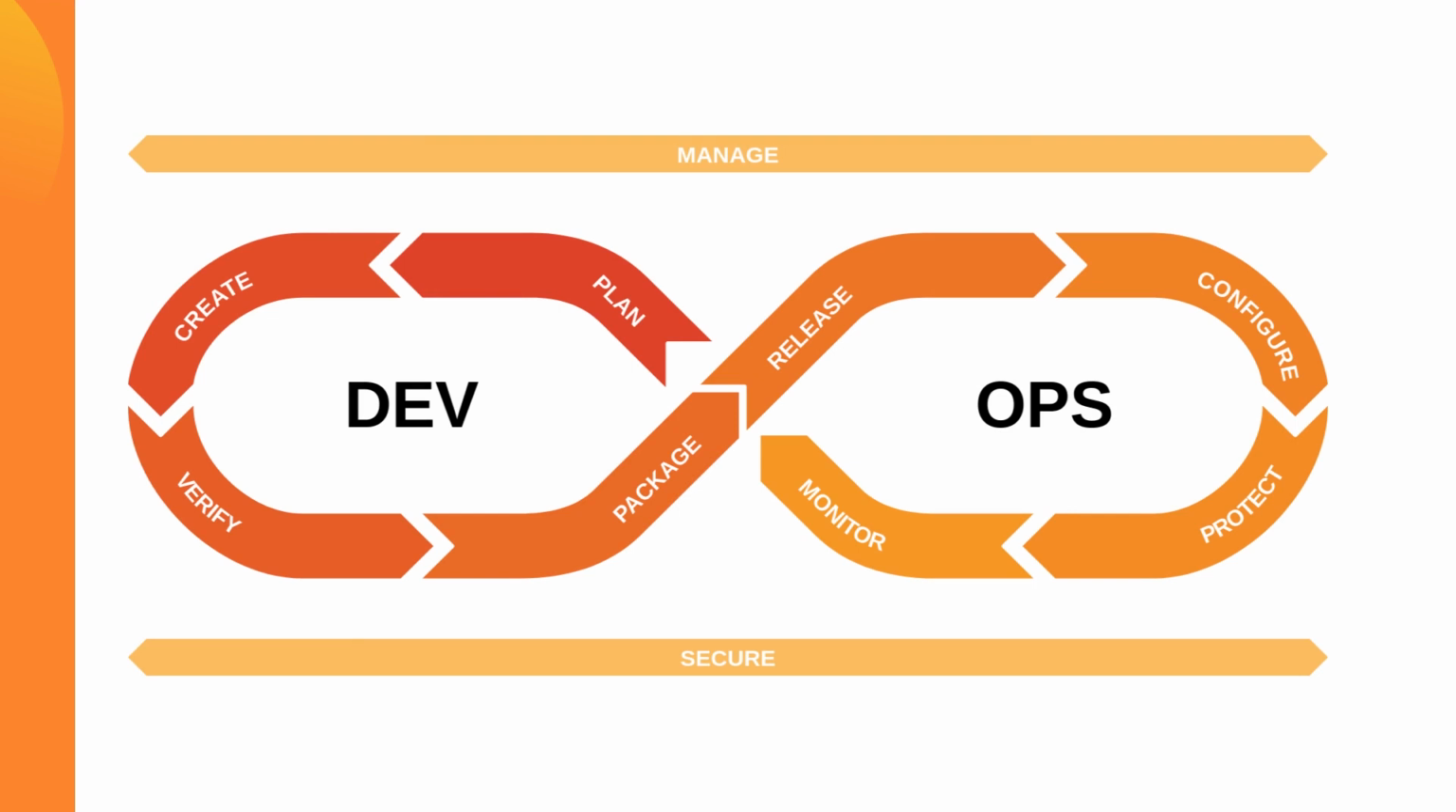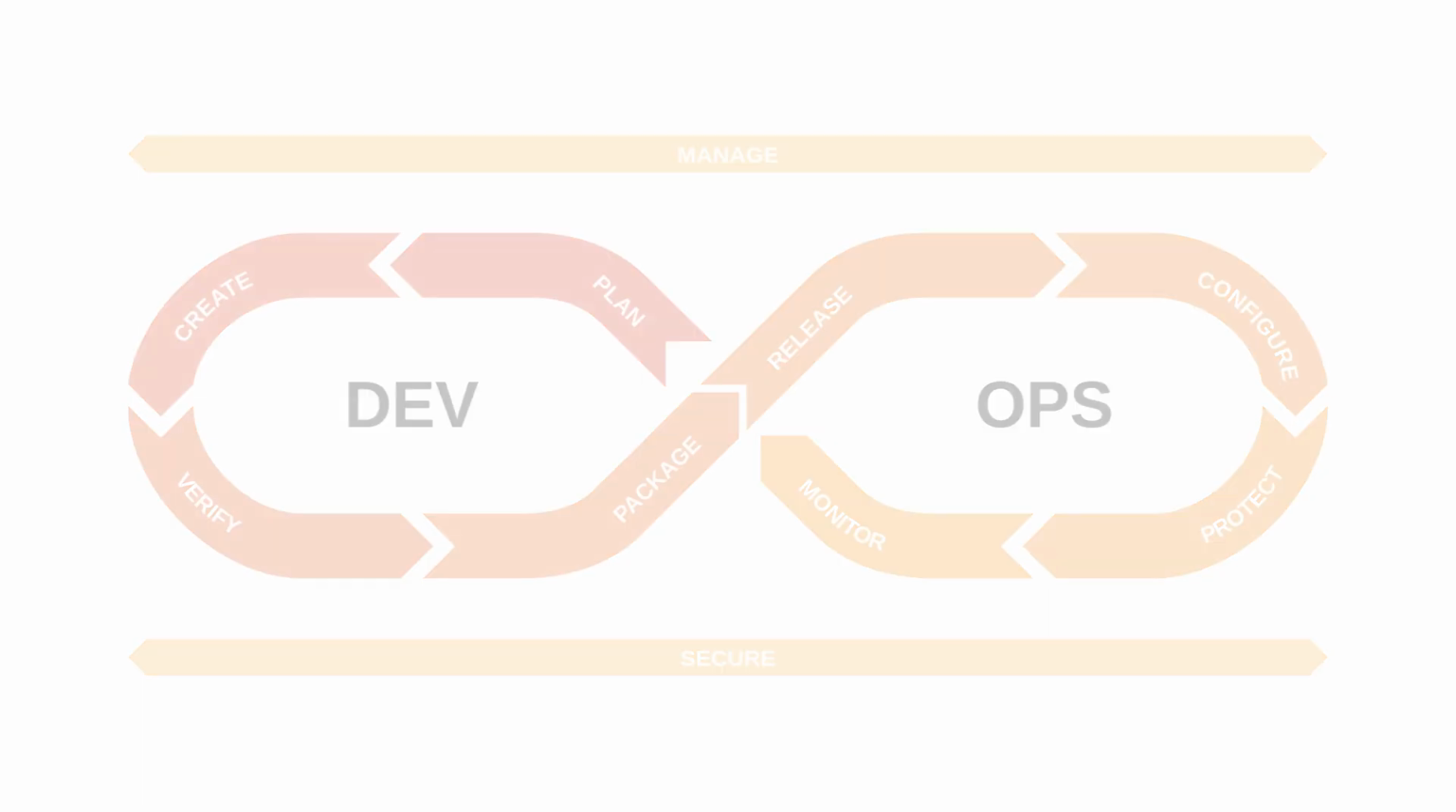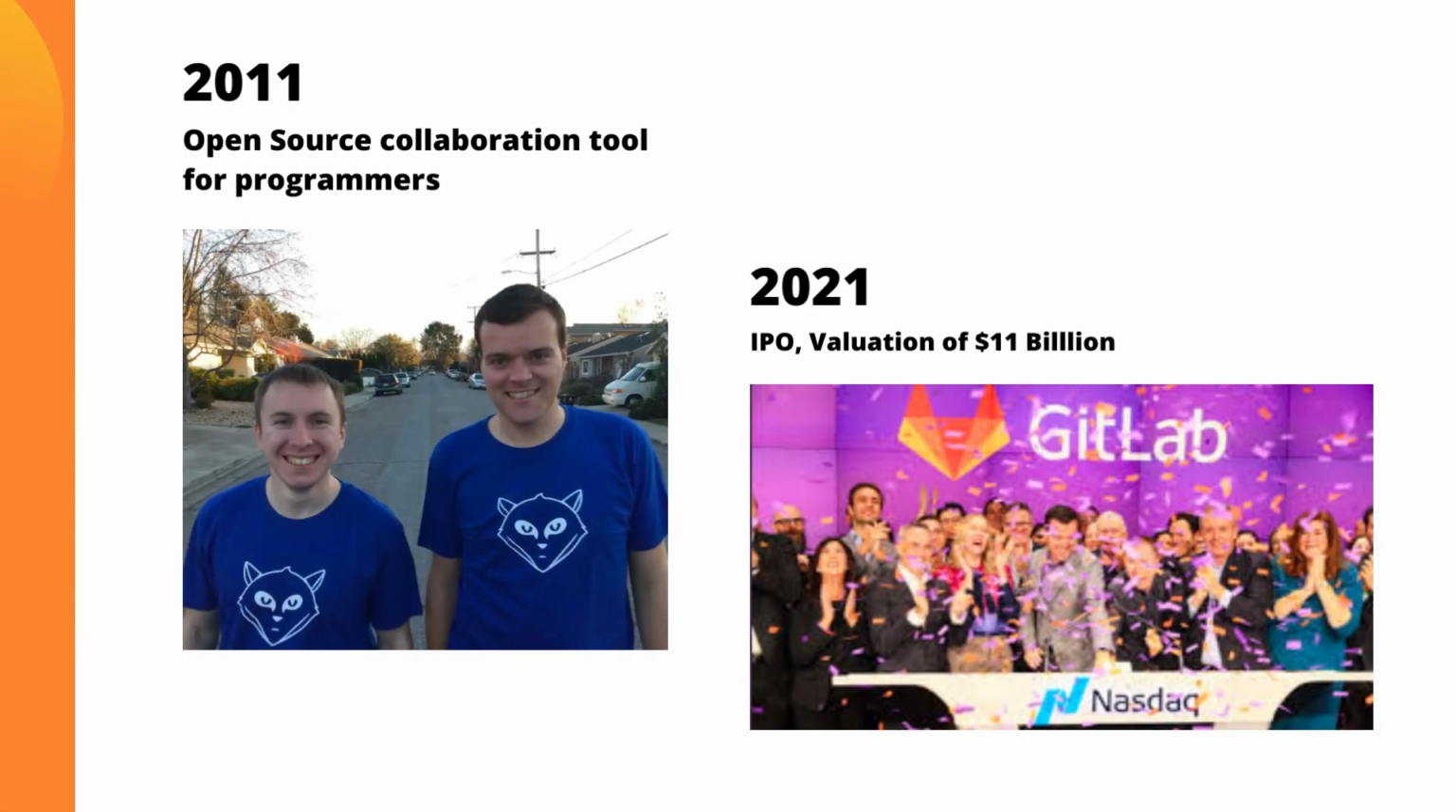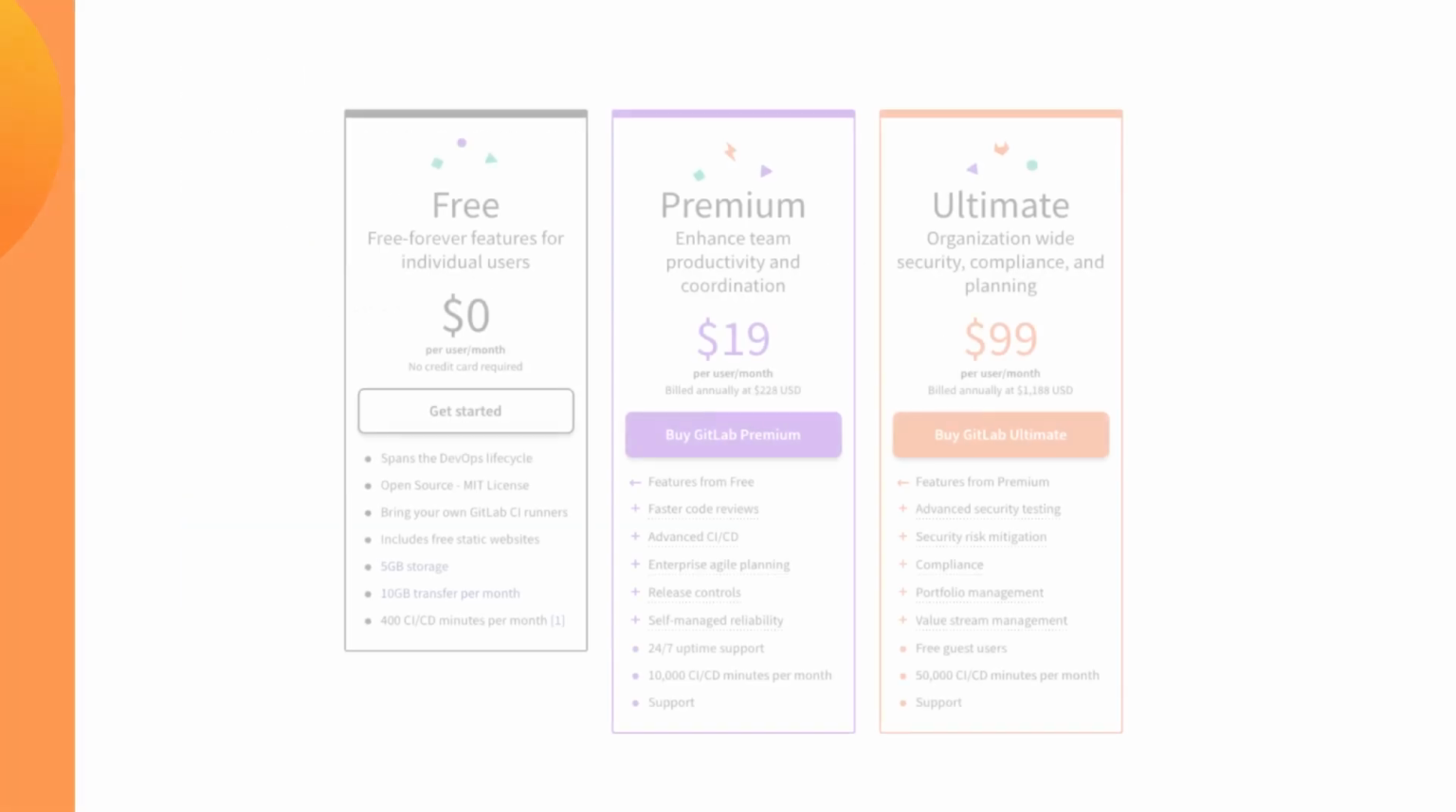Here again, we're looking at a software development lifecycle where you plan, create, and it's a continuous loop. And that's what GitLab allows you to do: automate a lot of these things and make a continuous cycle of development. It was founded as an open source collaboration tool for programmers in 2011. And then in 2021, they went public, $11 billion. So they turned open source to enterprise and was able to IPO.